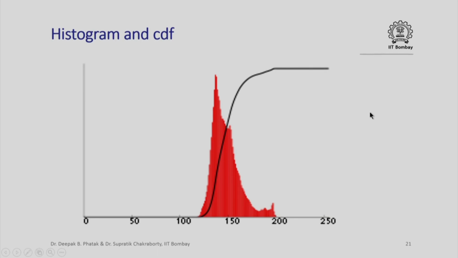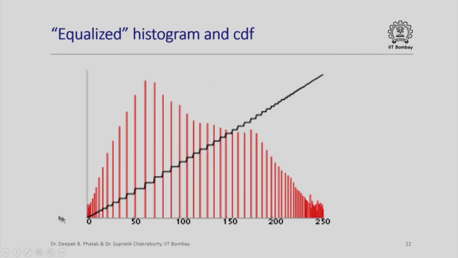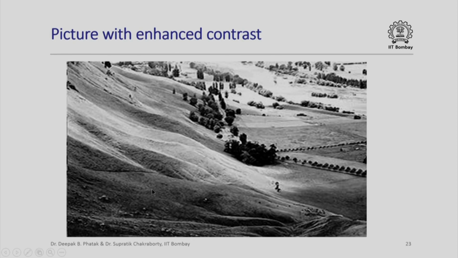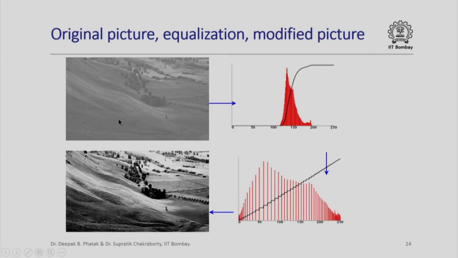If we apply histogram equalization, the cumulative distribution function will become like this, and the histogram will be stretched all the way from 0 to 250. And when we transform individual pixels as per this equalization formula, the picture that we will get will be this. So, notice this was the original picture with this histogram and cumulative distribution function. We did the histogram equalization using that formula and mapped all the new pixels. The new pixels will now constitute an image which has a much greater contrast.